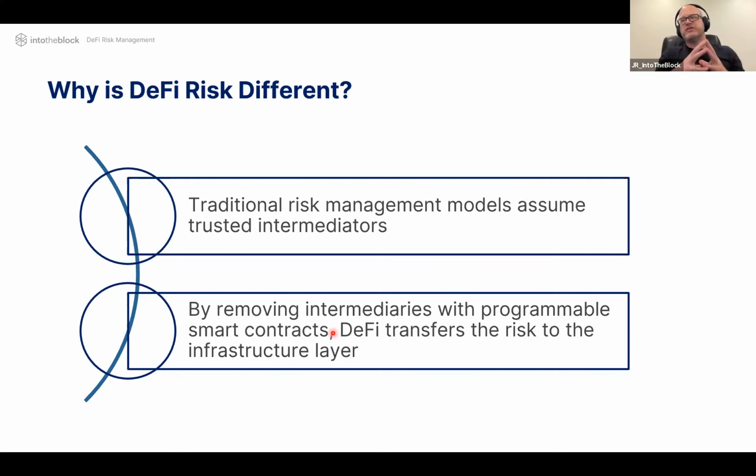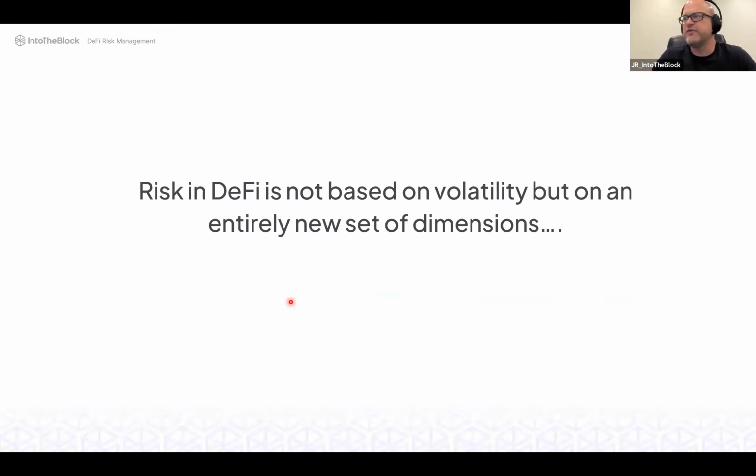So the reason traditional risk models work is because they assume that there are a lot of intermediaries that absorb this risk. If you're using an insurance company or a prime broker, then you're assuming a certain level of trust, and that trust covers certain aspects of the trade. But in DeFi, when you remove all that and you're operating with smart contracts, effectively what you're doing is moving that risk down to the smart contract layer. So definitely risk takes a very different connotation in DeFi.